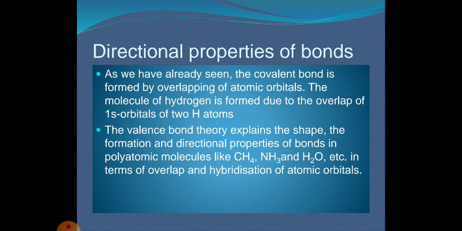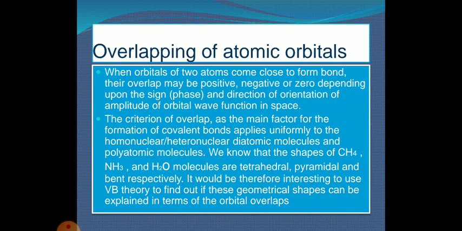The valence bond theory explains the shape, the formation and directional properties of bonds in polyatomic molecules like methane, ammonia, water, etc., in terms of overlap and hybridization of atomic orbitals. We have already seen their examples and their formation, and the overlapping of atomic orbitals takes place on the basis of the following things.